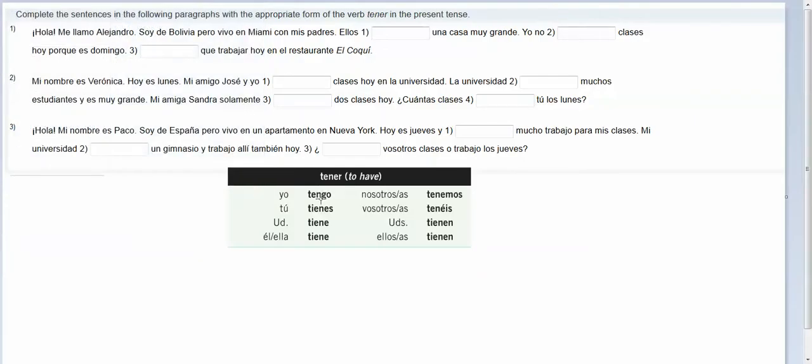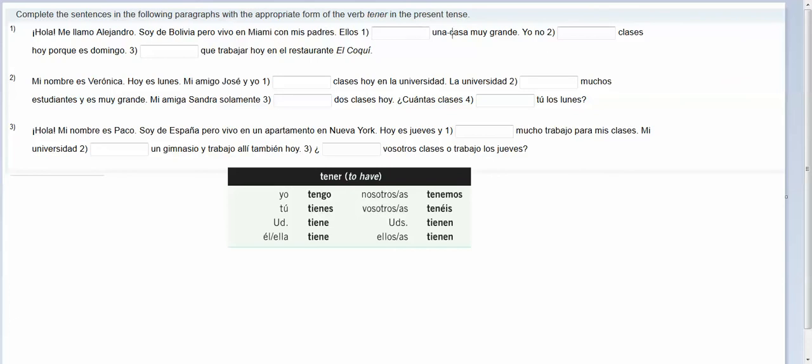Okay, so here are our spellings again of tener. We're going to complete the sentences in the following paragraphs with the appropriate form of the verb tener in the present tense. So it says, Hola, me llamo Alejandro. Hi, my name's Alejandro. Soy de Bolivia, pero vivo en Miami con mis padres. So soy de Bolivia, I'm from Bolivia, but I live in Miami with my parents.